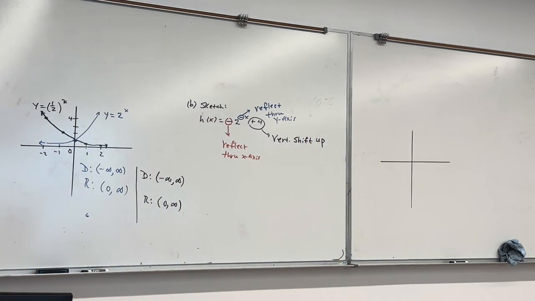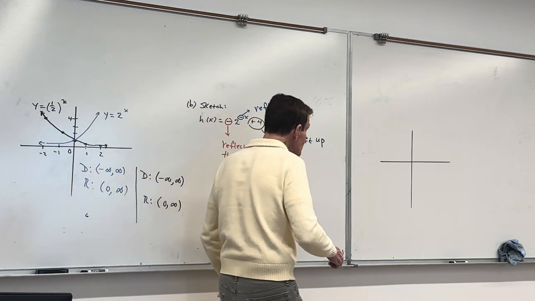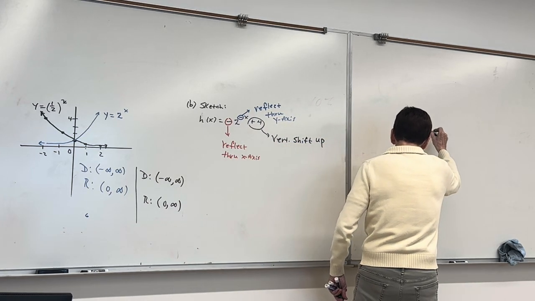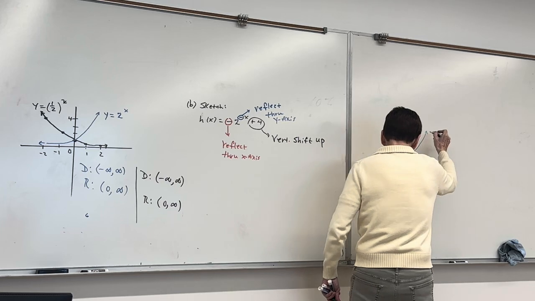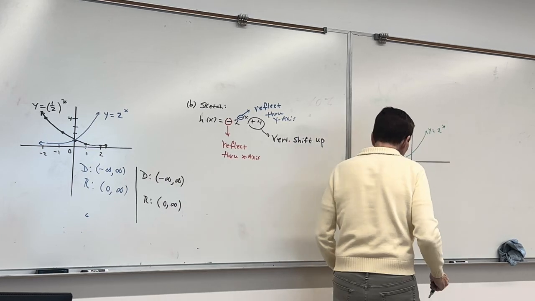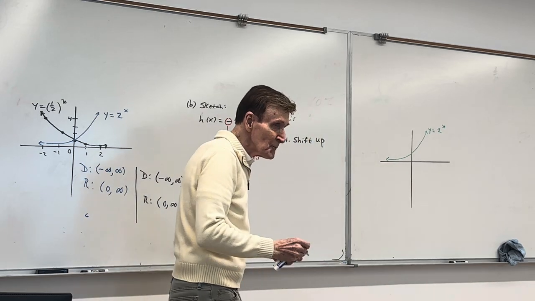Did it take a shape like this? Let's see if this will work. Yes or no? Yes. We'll label this. This is my parent. Right. We'll do these 3 transformations.